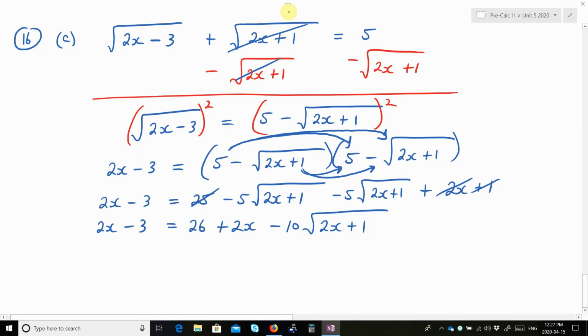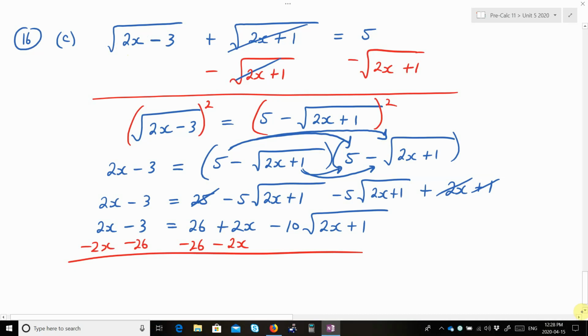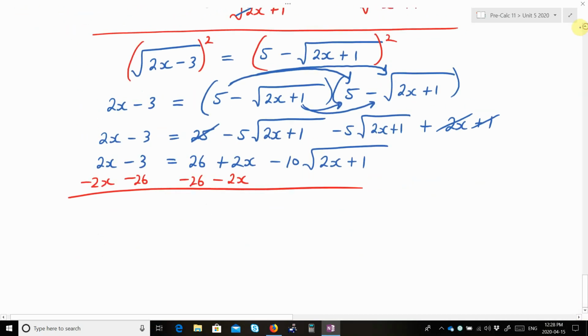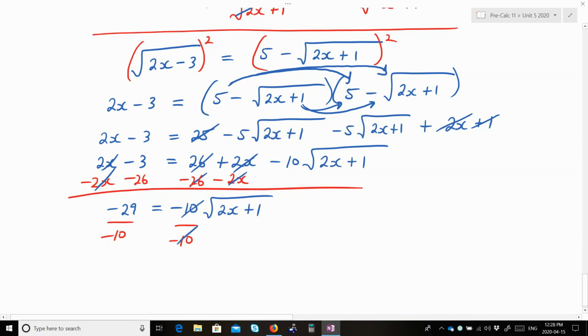Okay, so we need to isolate that radical and then square both sides. So let's subtract 26 from both sides. Let's subtract 2x. Wow, that's going to get rid of the 2 x's. That will cancel. We will get negative 29 equals negative 10 times the square root of 2x plus 1. Good, so at least when I divide both sides by negative 10, I'm going to get a positive over there. So the square root of something equals a positive.